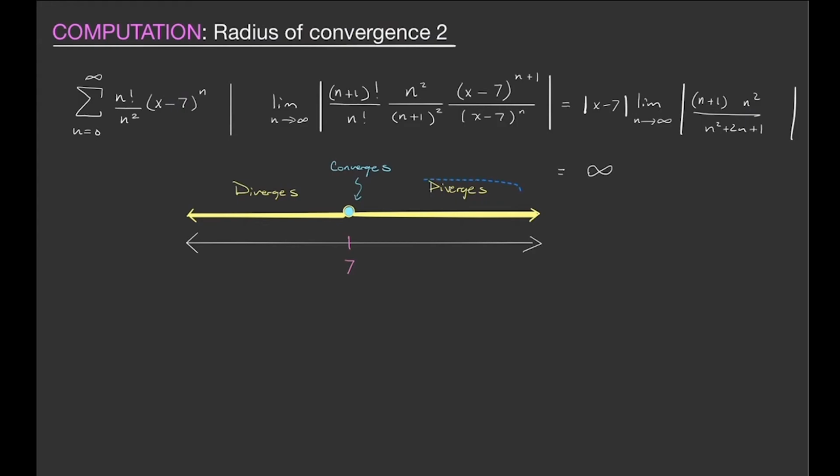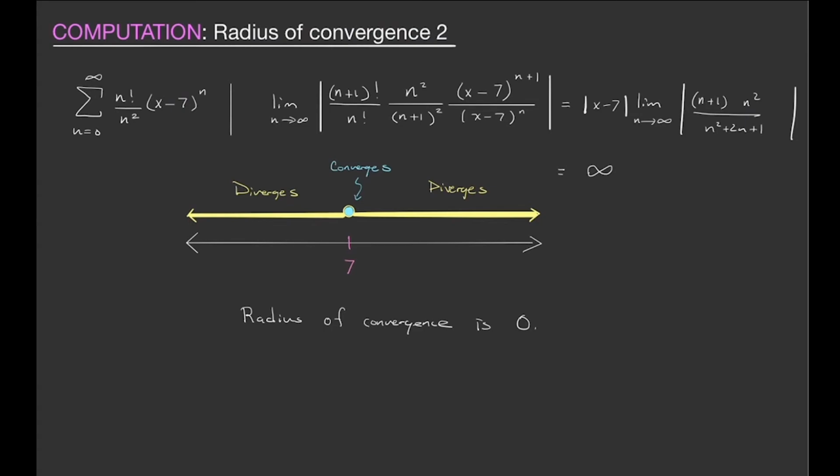Therefore, it's divergent everywhere outside of just the point 7. And one way we say that in terms of radius of convergence is we say the radius of convergence is 0. There essentially is none. The point is as far as we can go. The point we look at the series around.